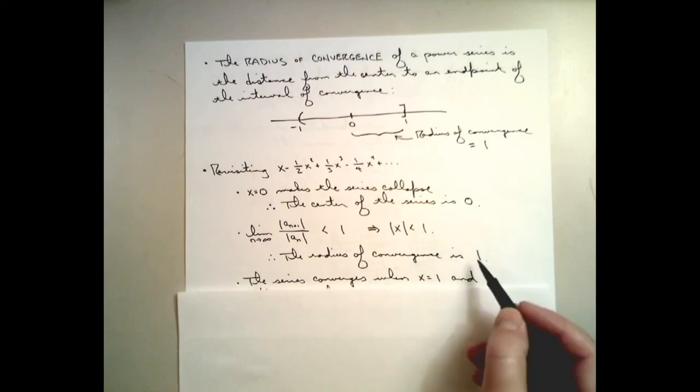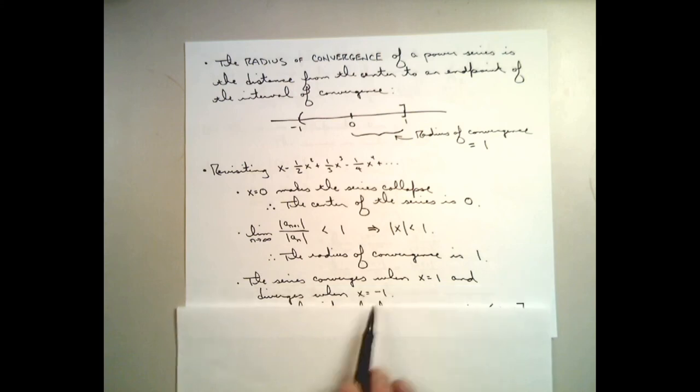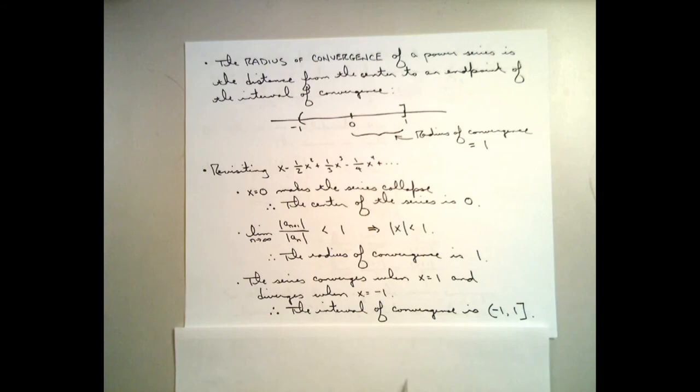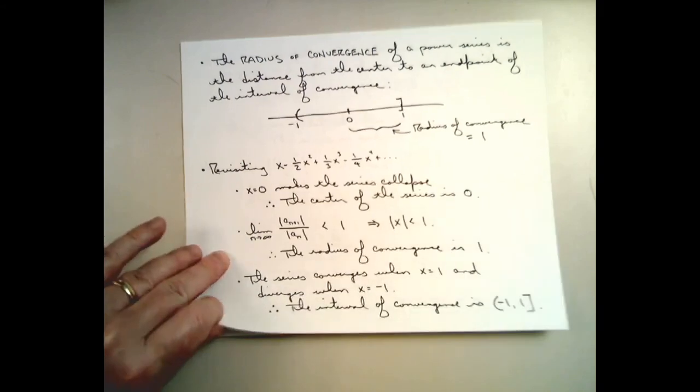What we didn't know at this point is whether or not the series was going to converge at 1 or at -1, and we had to check those separately. But we saw that the series converged when x was 1, and it diverged when x was -1, and that's what told us that our interval of convergence was the half open interval from -1 to closed 1.